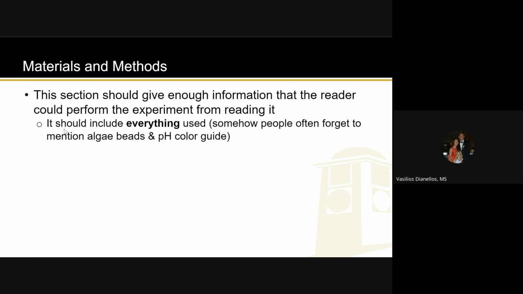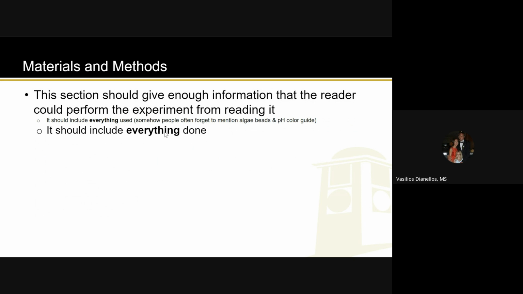And when I say enough details, first of all, you should include everything used. So all the materials, right? So you have cuvettes filled with algae beads and water and pH indicator. You have a pH color guide. You have a lamp. You have a ruler, right? Everything that you use, you should mention it. And you should do that while you are mentioning everything that you've done, right? So you need to mention everything. That should be pretty straightforward. I can't say too much about that because I think that's pretty straightforward.